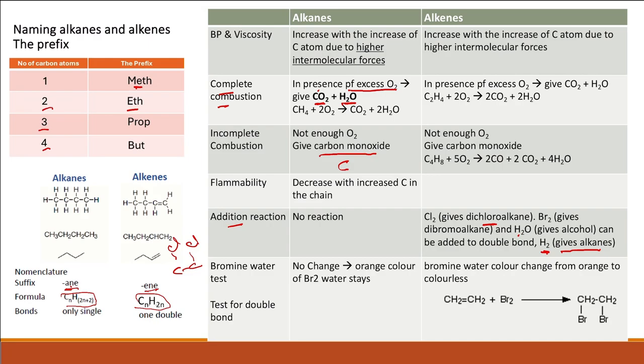The test that we use to distinguish between alkanes and alkenes is the bromine water test. This is the test for a double bond. With an alkane, there will be no change. The orange color of the bromine water will stay. But in the case of an alkene, because of the addition reaction, the bromine water color will change from orange to colorless.